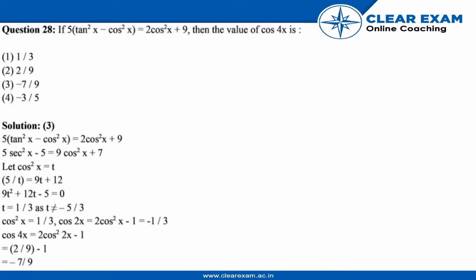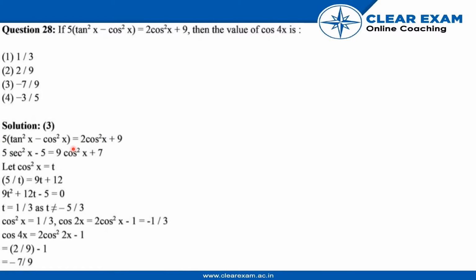Hello everyone, let's discuss question number 28. The question states: if 5 times (tan square x minus cos square x) is equal to 2 cos square x plus 9, then we have to find the value of cos 4x. Okay, so we write the equation here and we replace.